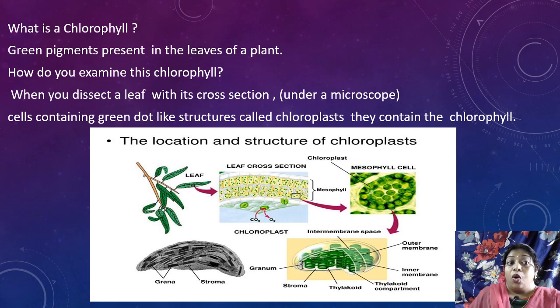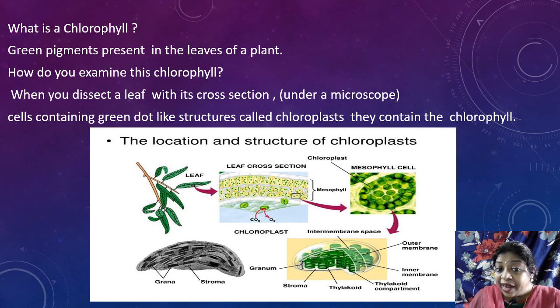Okay, and how do you examine this chlorophyll? Simple, it's very, very simple. Just take a leaf, you dissect it, maybe you give a cross section. You can see the picture over here, the cross section, right? Once you've done the cross section, you need to observe it under the microscope. So what do you find? You can see in the third picture over here, there are many green dots like structures, and that green dot like structure is the chloroplast.